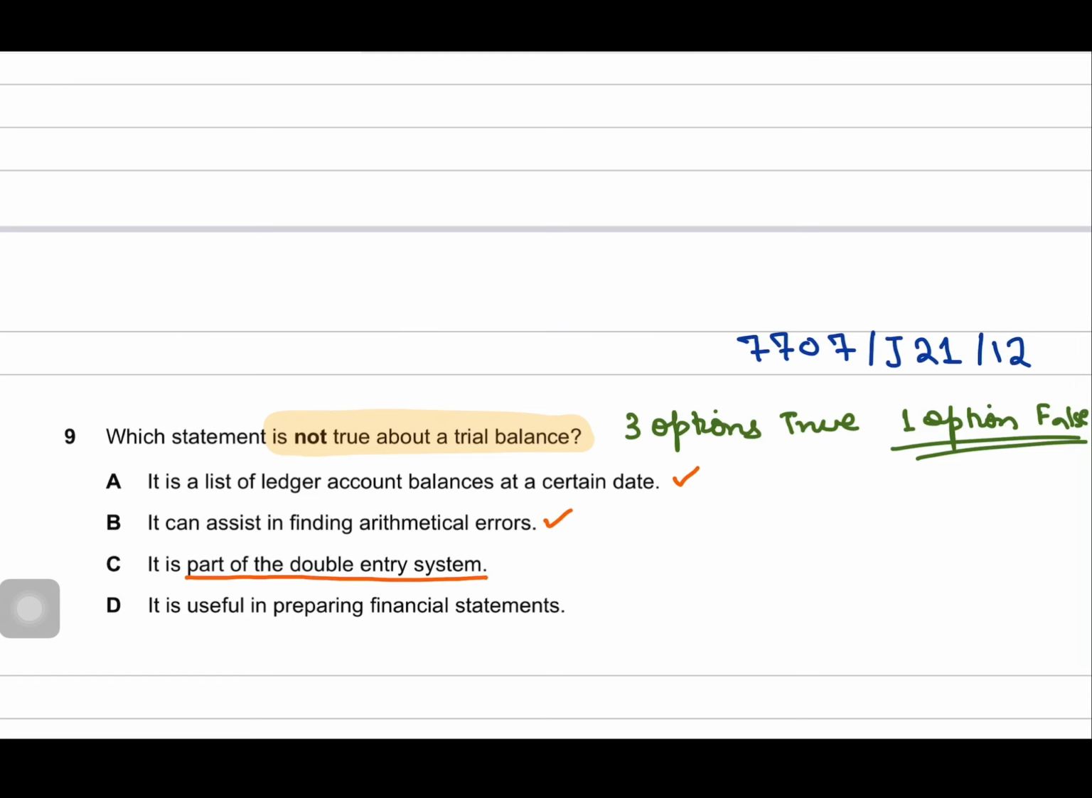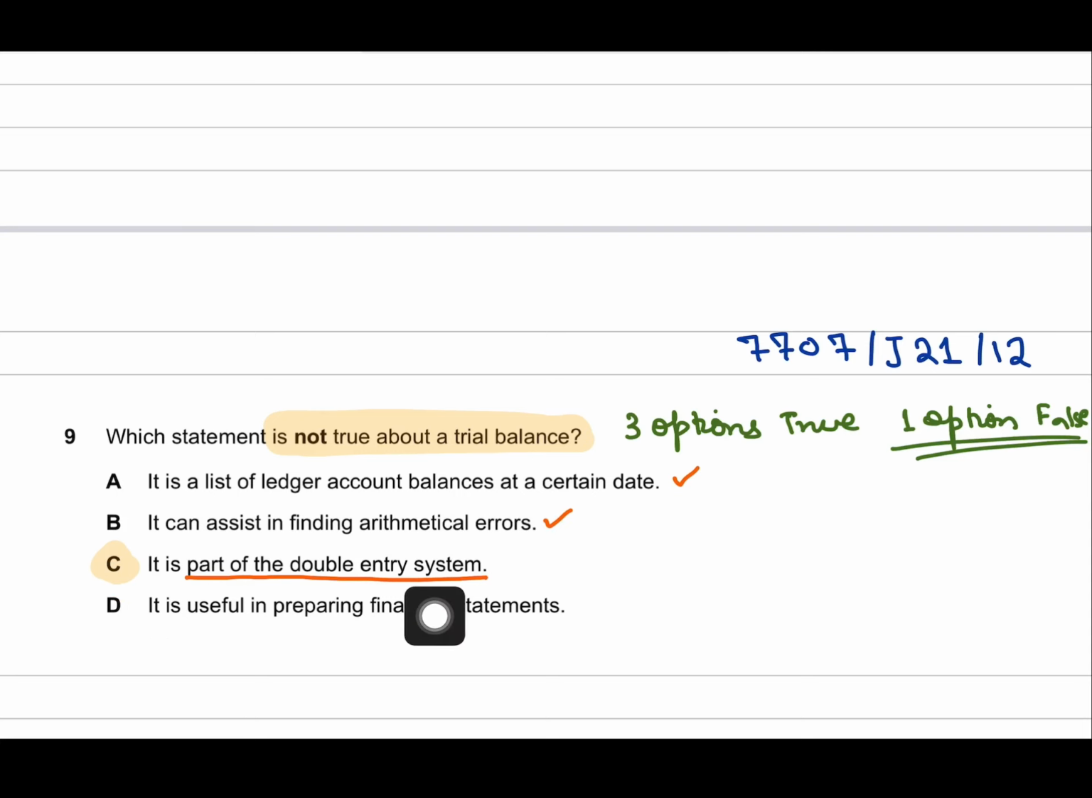Rather, we just write the balances of ledgers or of T accounts in the trial balance. So a trial balance is not part of the double entry system, right? You will not make any entry in which you will be debiting trial balance or crediting trial balance. No, we debit and we credit the T accounts, not the trial balance. So that is why option C is the correct answer.